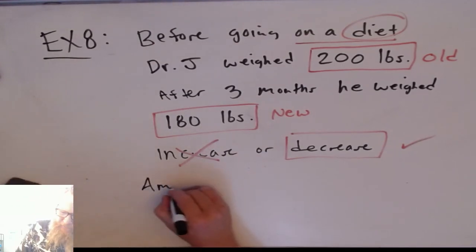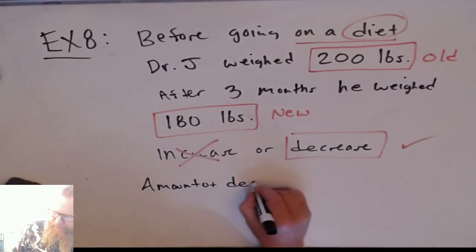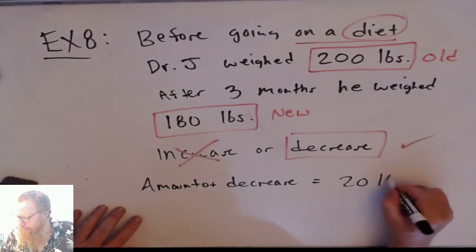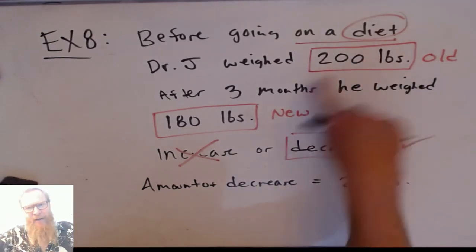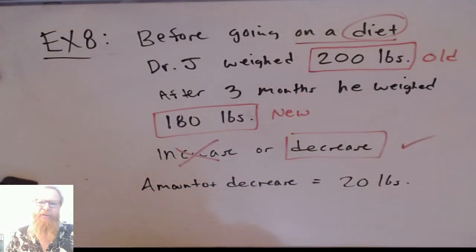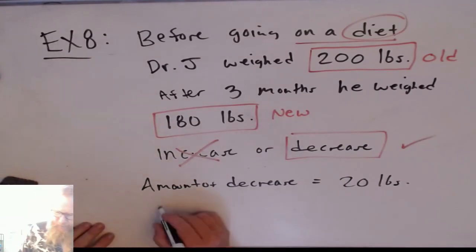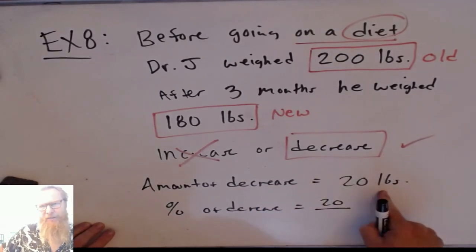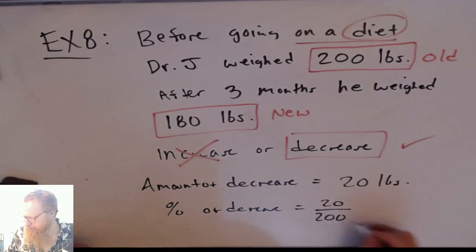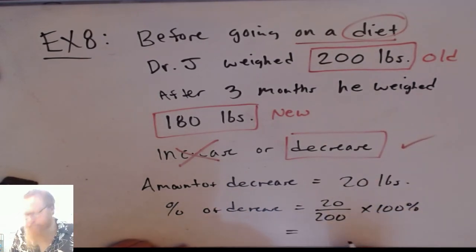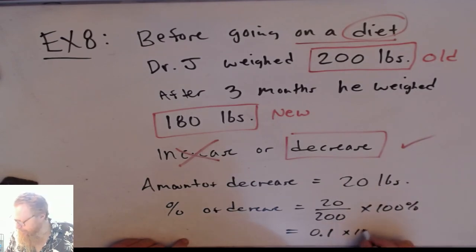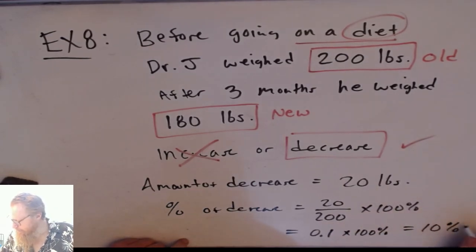What is the amount of decrease? Well, just use mental math, right? 20 pounds. 200 pounds to 180 pounds. You don't always need a formula for everything. Yeah. What's the percent of decrease? 20 pounds divided by the old amount, which is 200 pounds. That's 1/10. Yeah, 20 divided by 200 is 1/10 times 100%. Is a 10% decrease.